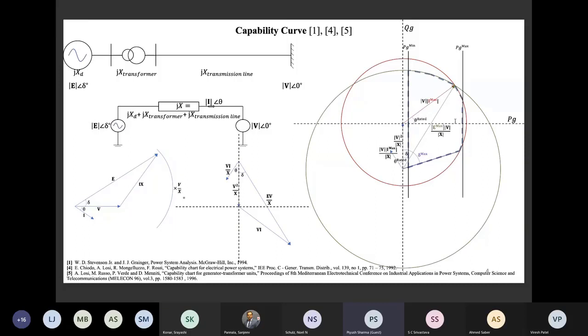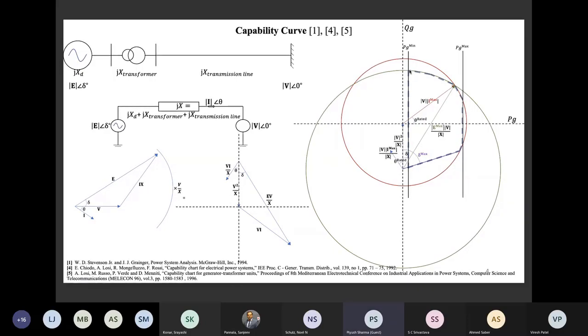But since our concern is to obtain the capability curve, let us draw one particular green circle for a maximum value of E, which corresponds to the maximum air gap voltage that can be obtained by maximizing the field current. So this green circle represents the field limit of the synchronous machine. Similarly, the red circle, the loci of this point, for a maximum value of armature current, represents the armature limit of the synchronous machine. Similarly, PG max represents the turbine limit, and PG minimum represents the boiler limit. So the area enclosed by these limits, shown by this dotted curve, forms the capability curve of a synchronous machine. This is very important in practice, and reference number 3 has very nicely explained the capability curve.